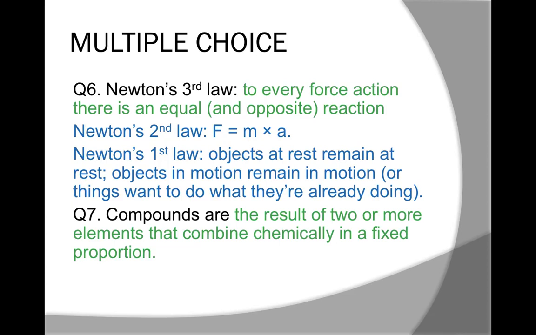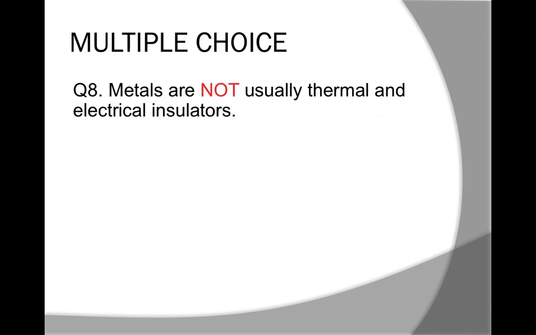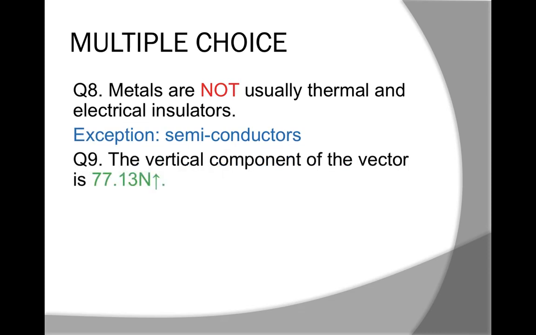Question 7. Compounds are the result of 2 or more elements that combine chemically in a fixed proportion. The answer is B, the definition of a mixture, sorry. Metals are not usually thermal and electrical insulators. They are, in fact, conductors. There's an exception, semiconductors. Question 9. The vertical component of the vector is 77.13 newtons in the up direction.